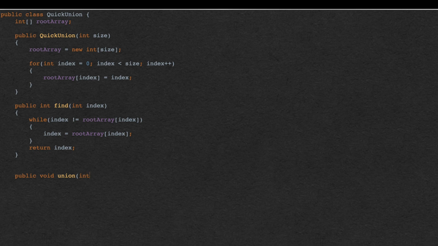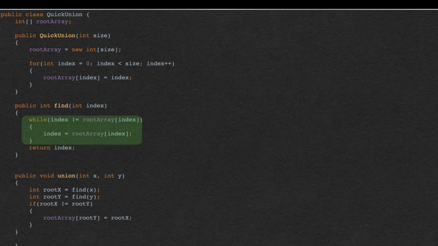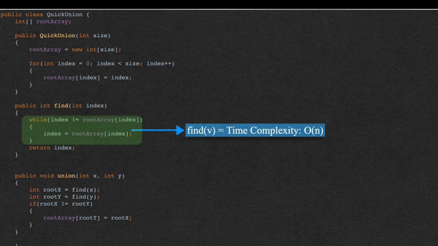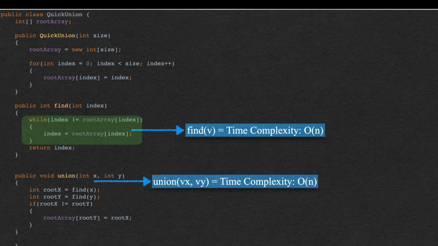Then the union method takes vertices x and y. Root x is going to be find of x, root y is going to be find of y. If root x is not equal to root y, we replace root array of root y with root x. That's it. Let's see the time complexity here. For the find method, if it is a skewed graph, it will end up moving through all the indexes, so the time complexity will be linear. The union method purely depends on the find method, so its time complexity is again linear.